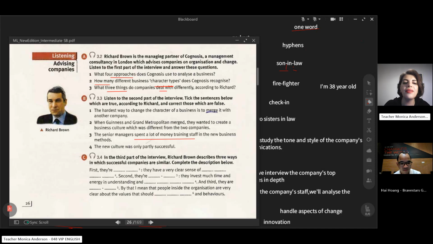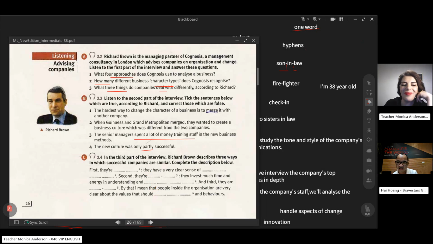They laid out clear values and ways of working for staff, and they backed this up with a huge investment in staff training. This created a completely new culture, which has been hugely successful. So the new culture was only partly successful.